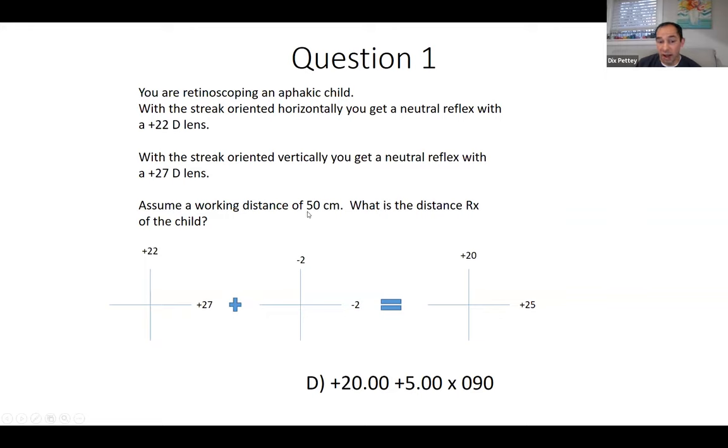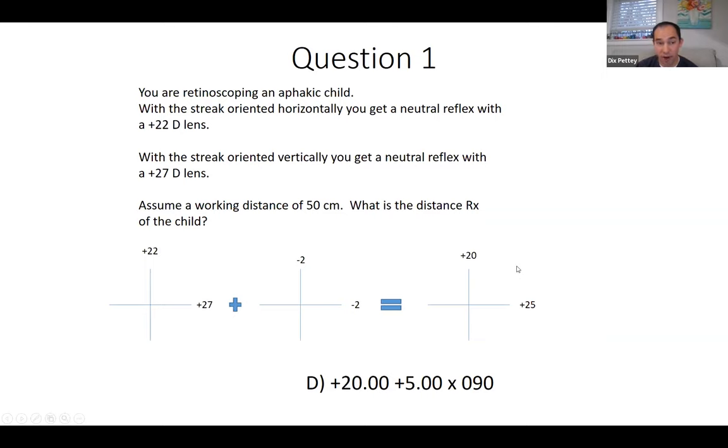When you are doing retinoscopy, working distance matters a lot. It should tell you a working distance and you have to account for that vergence in your problem. Like you said, one over 0.5 is a minus two. If you put your retinoscopy powers on a power cross, take that vergence into account, you will end up with a plus 20 and plus 25. Very good job. But if you forget this vergence, it can definitely throw you off. You forget that working distance.